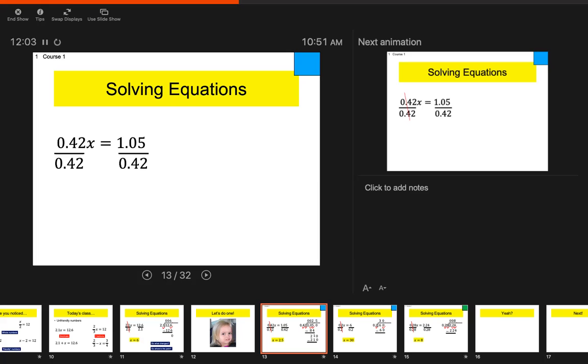Chop your tree down. As you chop your tree down, the 1.05 goes on the inside. Remember, the tree falls to the right. Right is correct. 1.05 falls on the inside. The divisor is the denominator, 0.42.